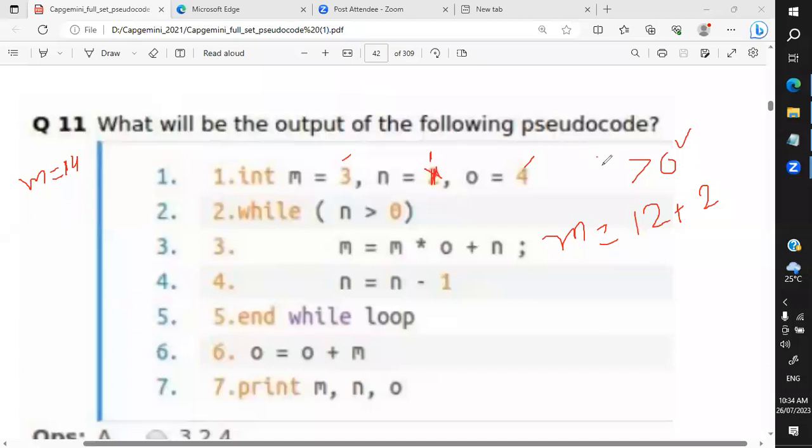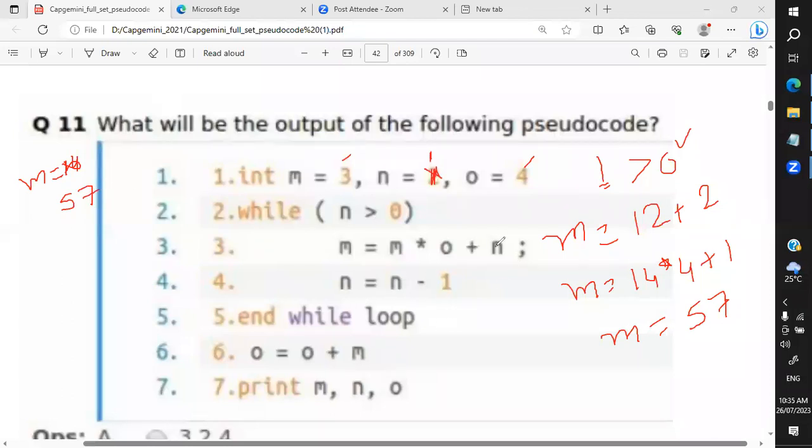It will enter inside that and then again calculate M is equal to M into O plus N. But the current M value is 14, right? So 14 into 4 plus 1. N value is 1, right? What is 14 into 4? Can you tell me that? It is 56. Am I right? 56 plus 1 is 57. So M value will be 57. That means the current updated M value is 57. I'm updating it on the left side to keep track. 57. Then after that, again it will go back.